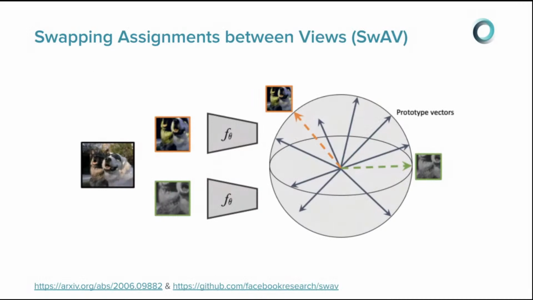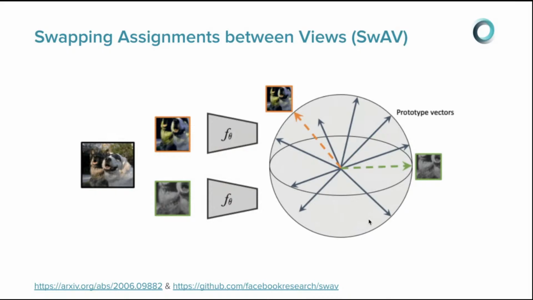So with that knowledge, we can go to the Swapping Assignments between Views paper. Don't get discouraged, there is actually a lot going on in this figure, but we will start with the stuff we already know from the other two approaches. We start again with our image and generate two views, in this case an orange one and a green one. We use our network, a very similar setup to what we have seen before, and we get our embeddings on the unit hypersphere. Those are the ones with the dashed line.